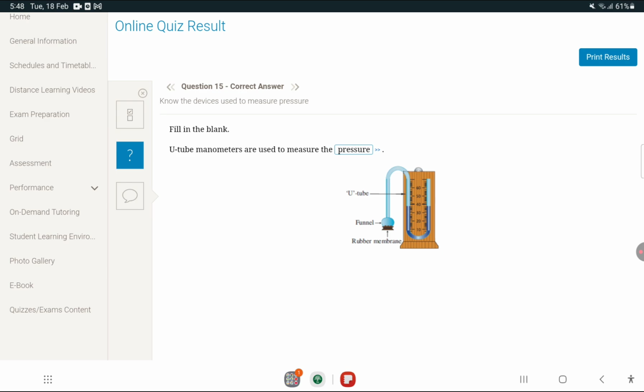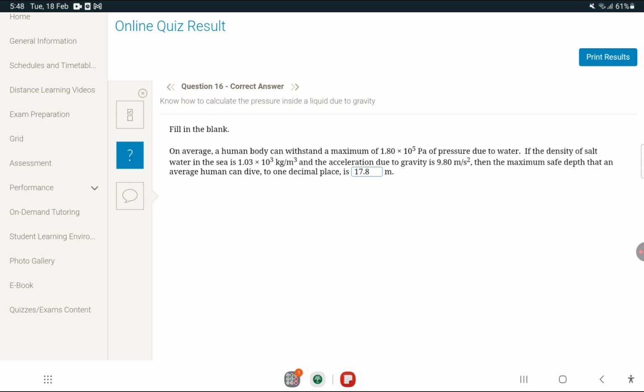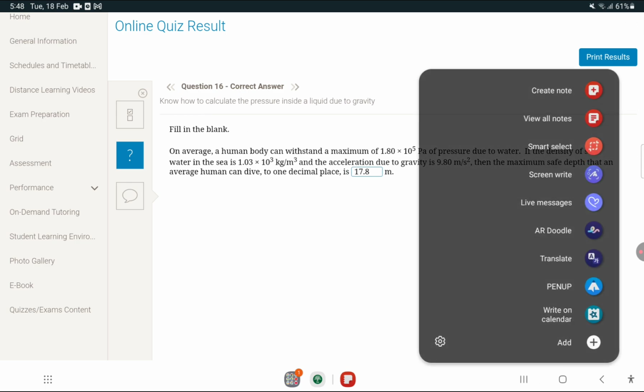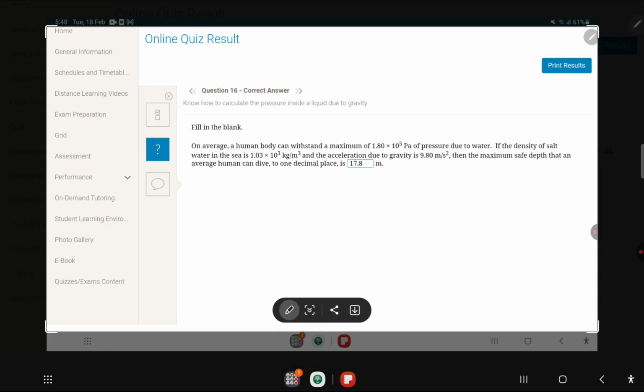The U-tube manometers are used to measure the pressure of water. This is memorization. On average, a human body can withstand a maximum of 1.8 times 10 to the power of 5 pascals of pressure due to water.